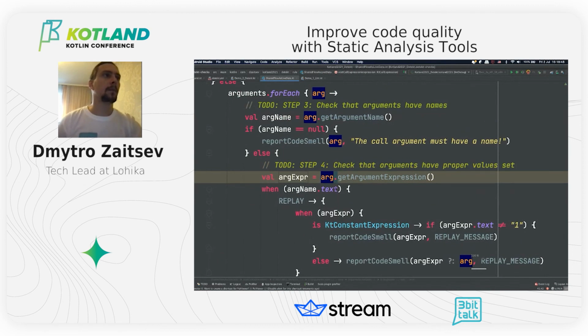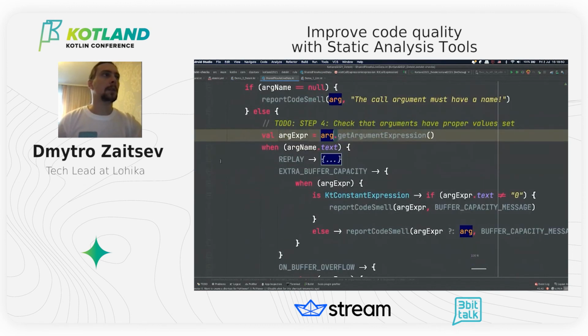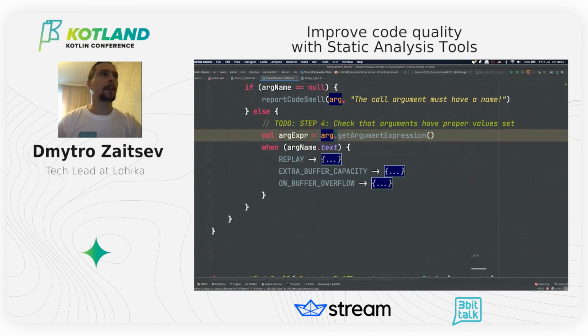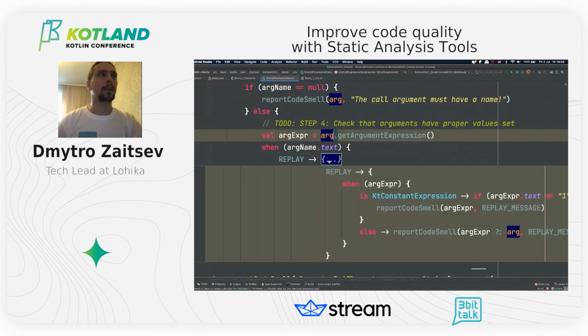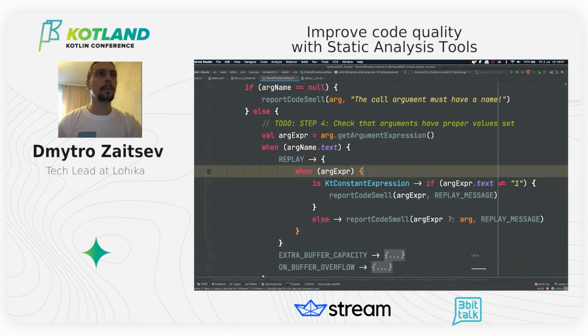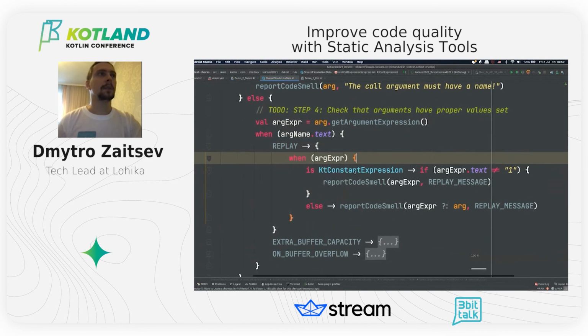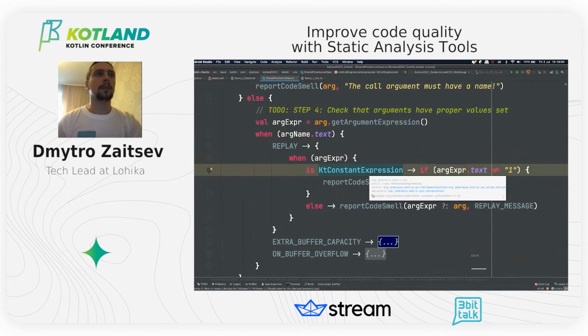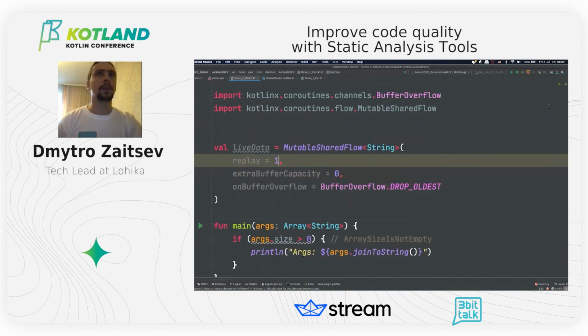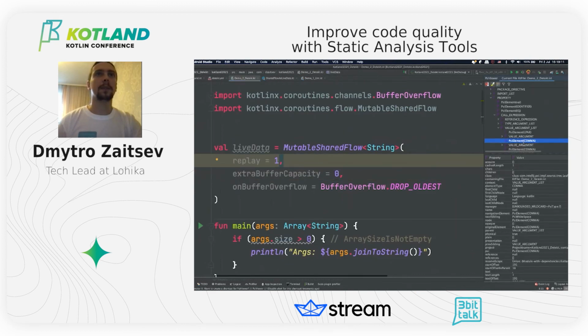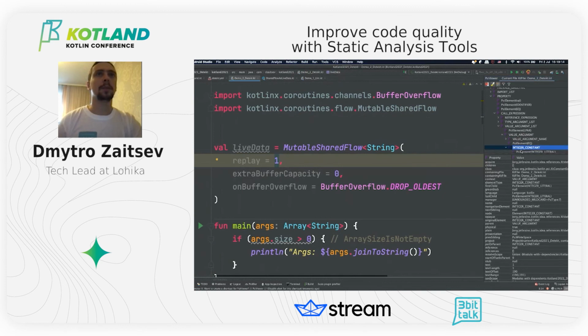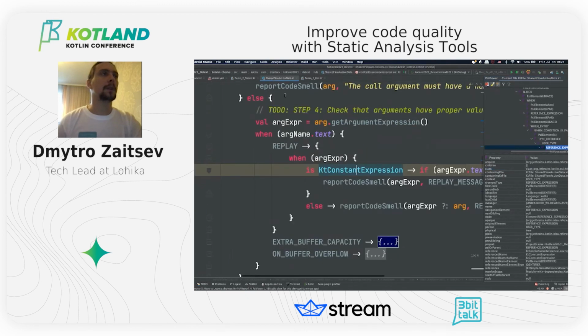So let's visit all our methods and check. If it's method replay, let's check if it's a constant expression. Constant expression is just 1, 0, just a digit like here. So we know because our PSI viewer tells us that we're looking exactly for this piece of code, which is an integer constant. Integer constant is represented by class constant expression. So we check for that type.